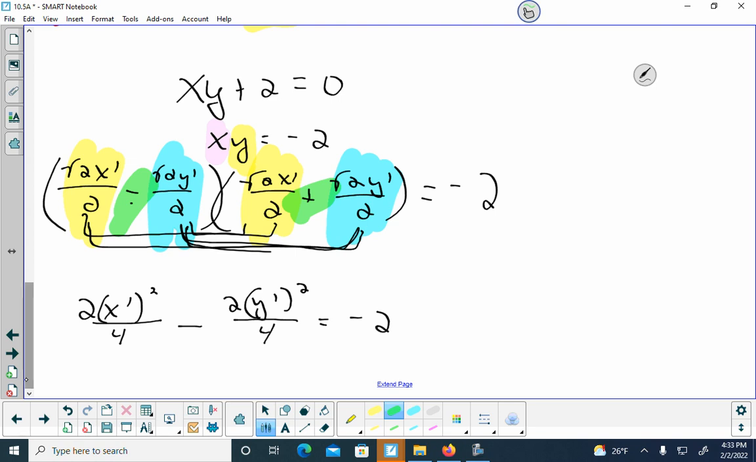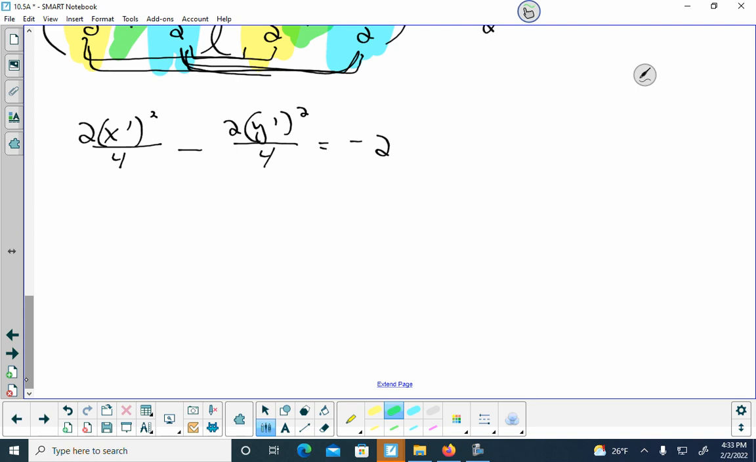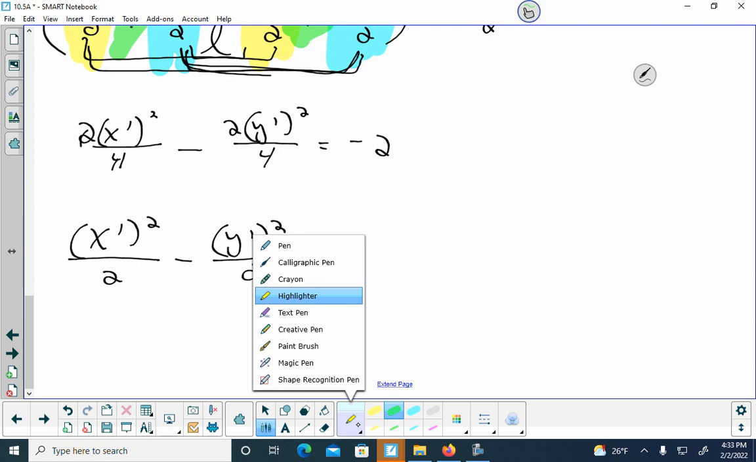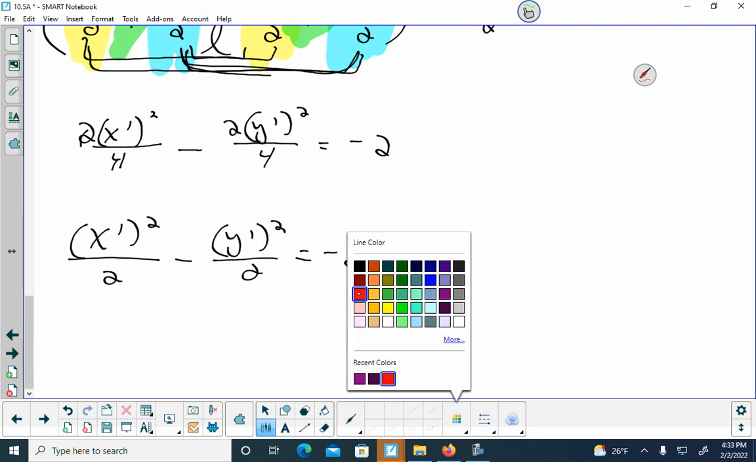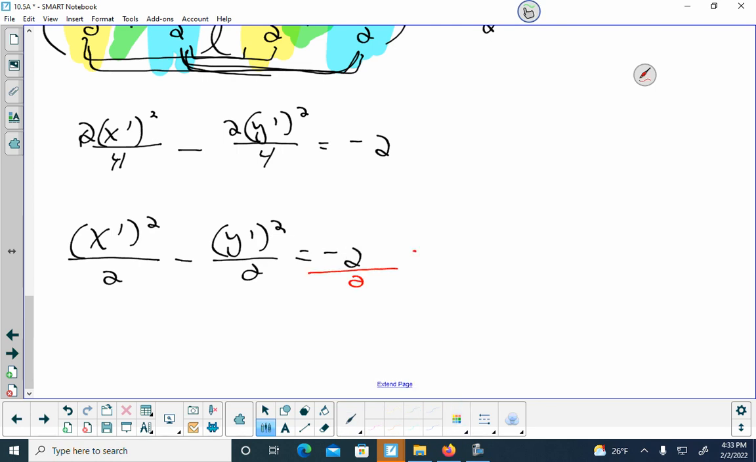So you should realize, I'm hoping you realize, that this will be x prime squared over 2 minus y prime squared over 2 is equal to negative 2. I just simplified these. Now, it's a conic. A conic has to be set equal to 0, and this should look familiar to you. In order to set it equal to 0, I would have to divide by negative 2. So in order to divide by negative 2, you can either think of dividing it by negative 2, or you can think of multiplying everything by negative 1/2.